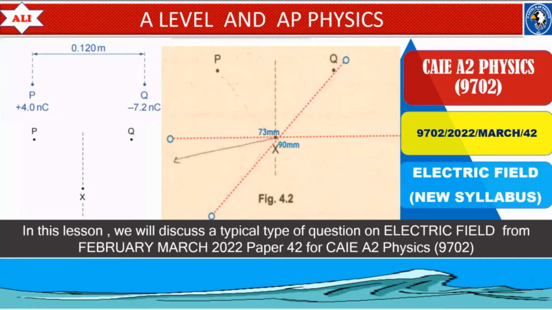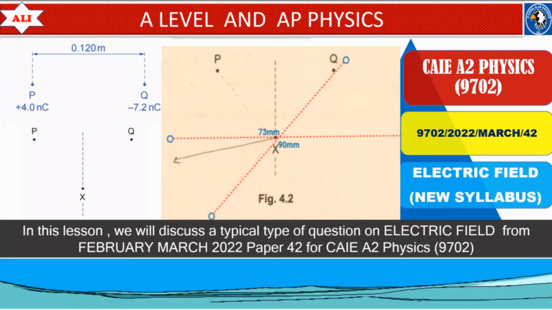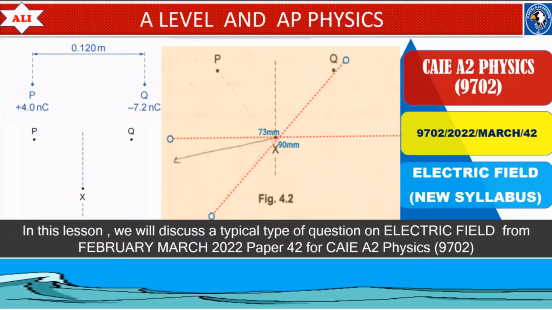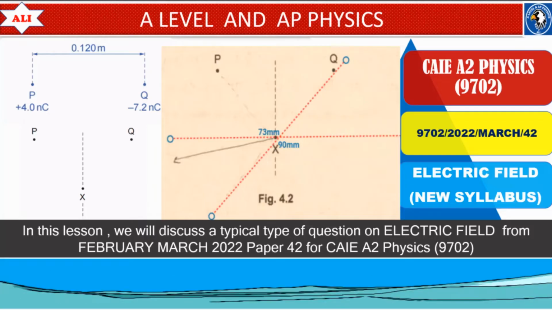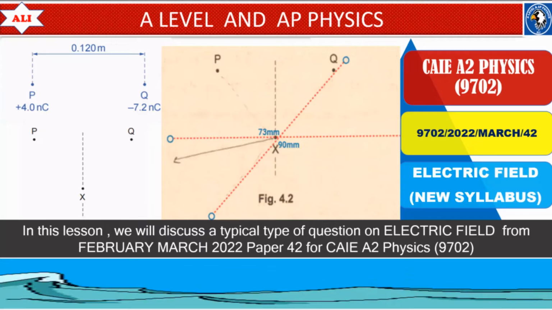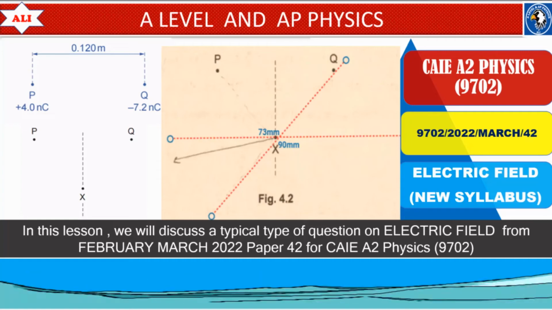In today's lesson, we will discuss a typical type of question on electric field from March 2022, Paper 4, Variant 2. In this question, we will discuss what is represented by electric field lines. Then we will discuss how to calculate the potential at any point in the region between two opposite charges. Then we will discuss the electric field between two opposite charges. We will also sketch a graph of potential versus distance, and at the end of the video we will talk about the direction of force on an electron if it is placed at equal distance from two opposite charges. So we're going to discuss some very important points about this chapter in today's lesson.